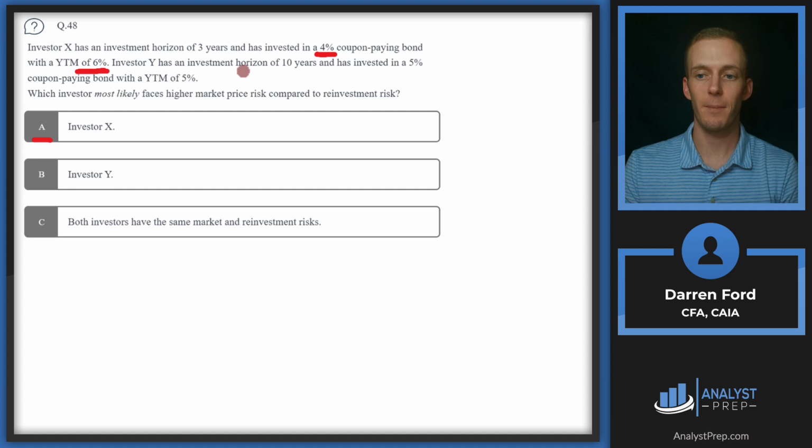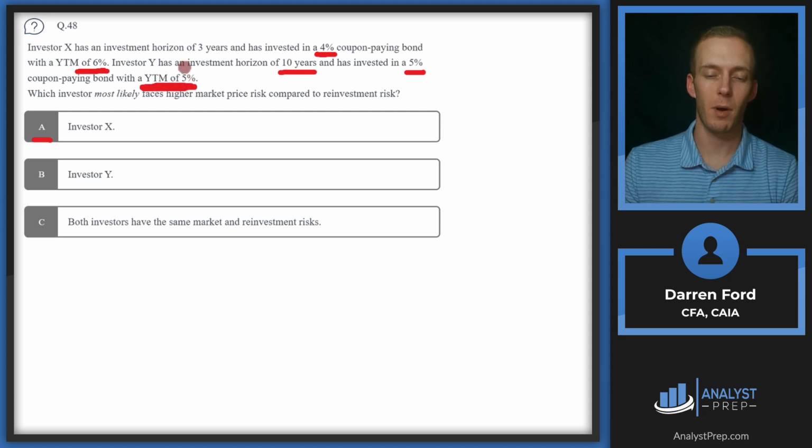So we're likely going to go with investor X here, but let's just walk through Y to confirm that. Investor Y is going to have greater reinvestment risk, and this is going to be more so based on the time horizon. We're invested at 5% with a yield to maturity of 5%, so this bond should be priced at par or close to it. But the problem is our investment horizon is 10 years. So that's 10 years where this rate could go up or down. And if it goes down, then our coupons are going to have to be invested at those lower rates. So investor Y is going to have more reinvestment risk. Investor X will have more market price risk. So we will go with A.